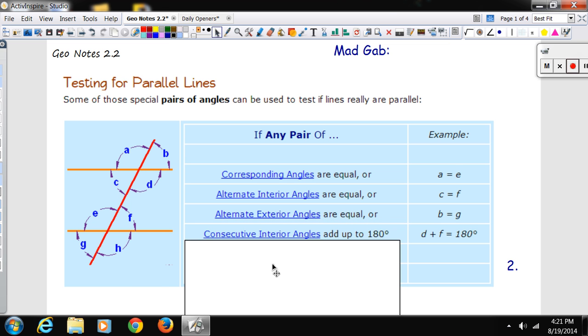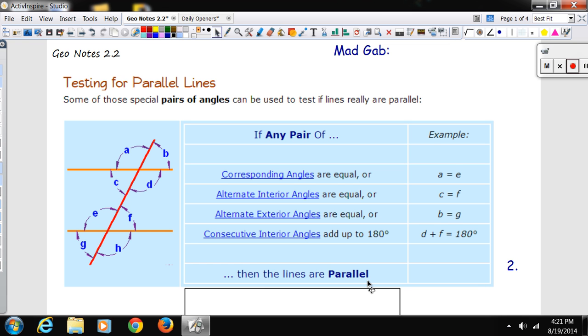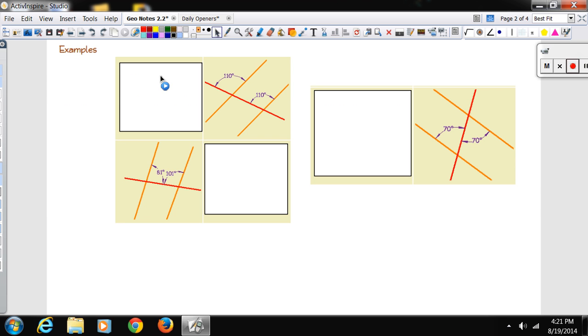And the last one, if any consecutive interior angles add up to 180, like if D plus F adds up to 180, or if C plus E adds up to 180, then you know these lines have to be parallel. There's no other option. If any of these happen, then the lines must be parallel. So then this orange line must be parallel to this orange line if any of these four things happen. If you need more time, you can pause it. Just move on. Okay, so here's some examples.